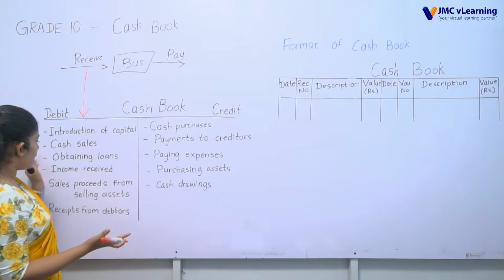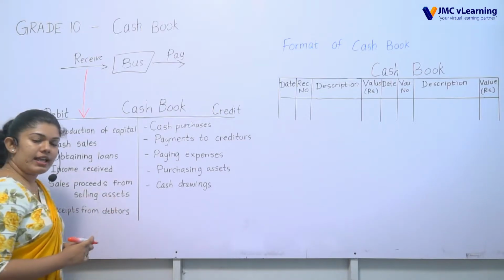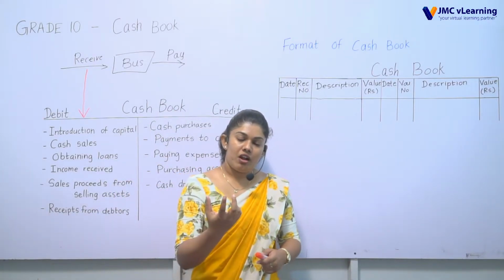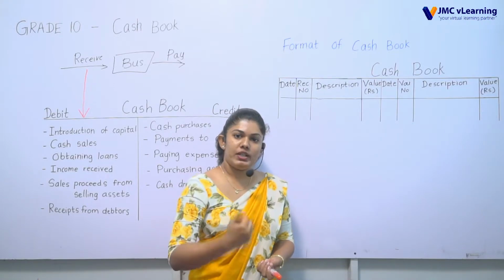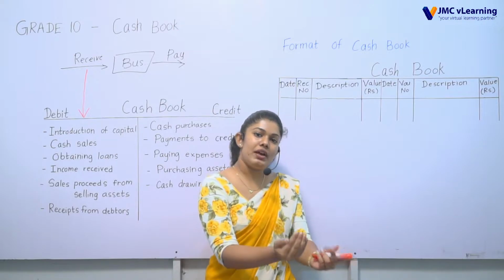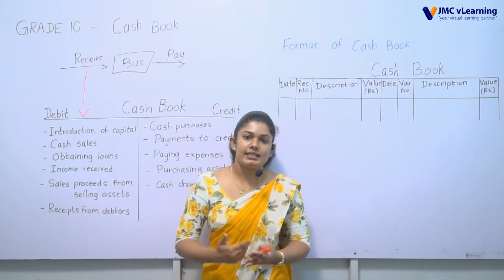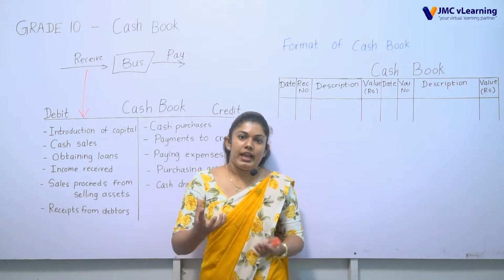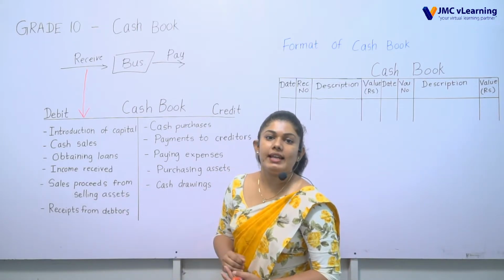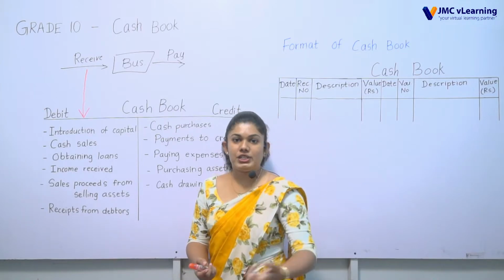Introduction of capital, cash sales, obtaining loans, income received, sales proceeds from selling assets. When we are done using an asset, that means we have to purchase a new one, or the asset is obsolete, we can't use it anymore, or we have to sell the existing asset and invest that money for another asset, or based on different types of reasons, we are selling assets, non-current assets. So that money we receive from selling the asset we call sales proceeds from selling assets, and receipts from debtors. Debtors are paying cash against their goods purchase.